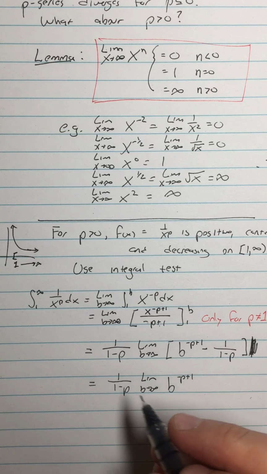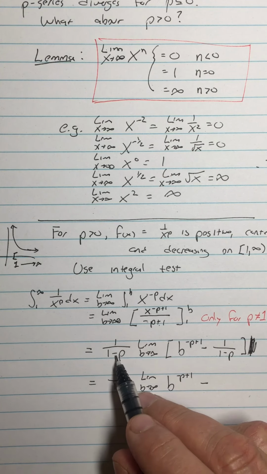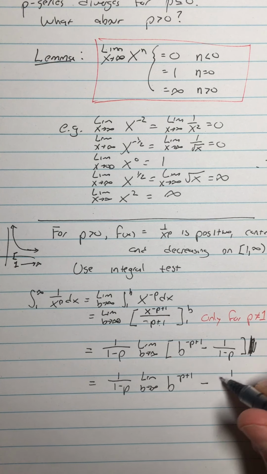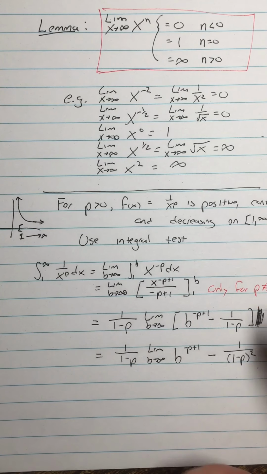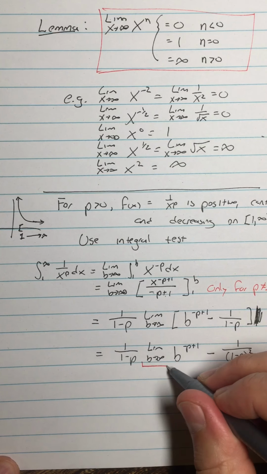Now, for the second term here, I'm distributing this 1 minus p that I factored out. This is 1 over 1 minus p. So I'm going to have 1 over 1 minus p squared. All right. Now, whether this converges or not depends on this limit and nothing else.